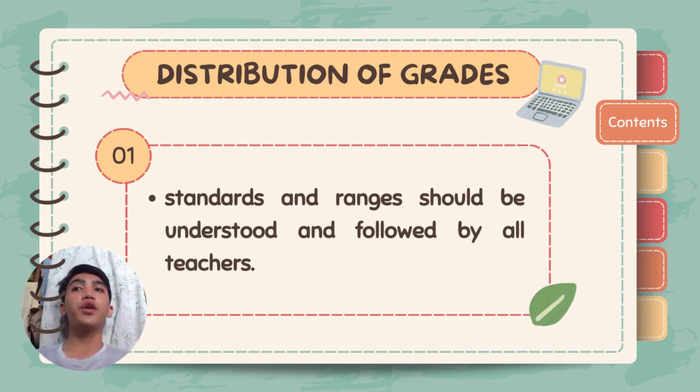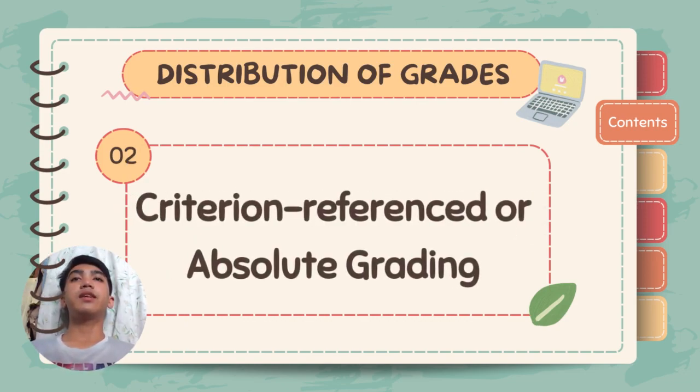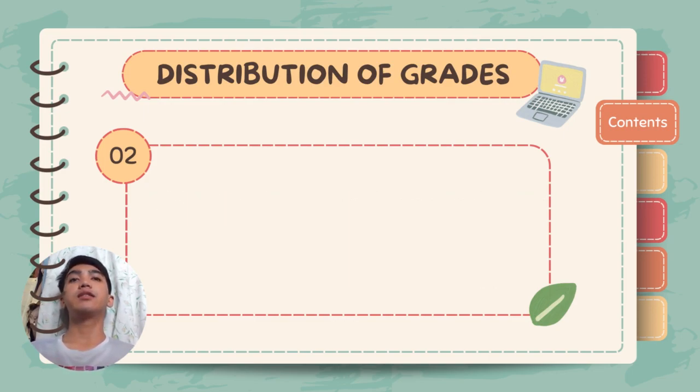Now, this method safeguards grading standards across different classes. The curve refers to a bell curve, the shape of a graph that all student scores should resemble when plotted after adjustment. Next is the criterion referenced or absolute grading.